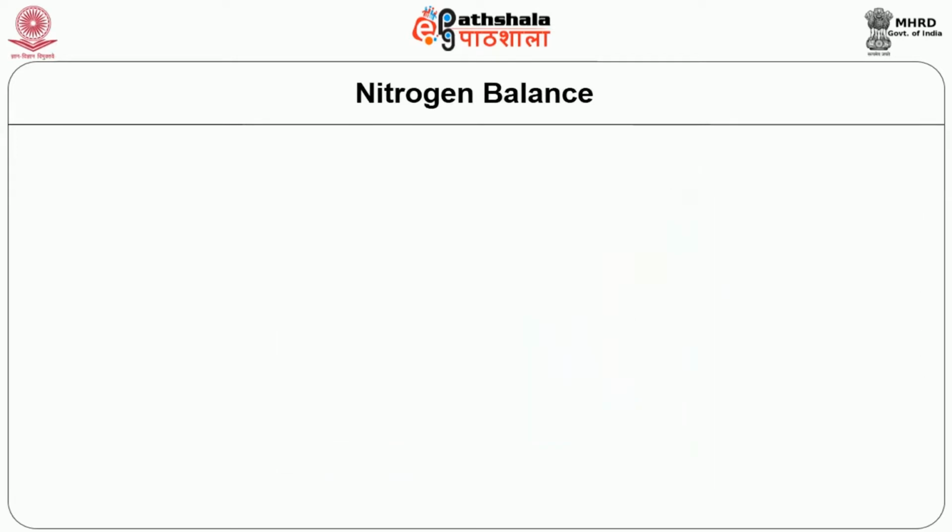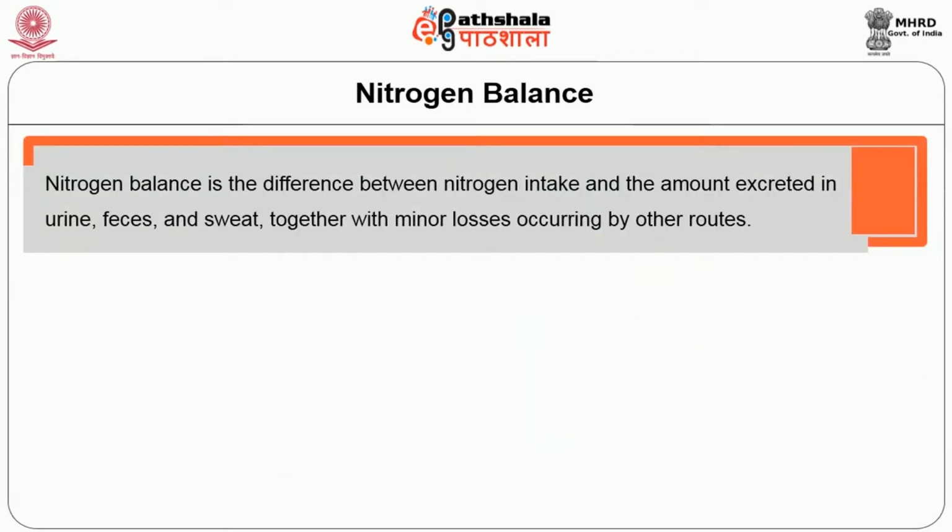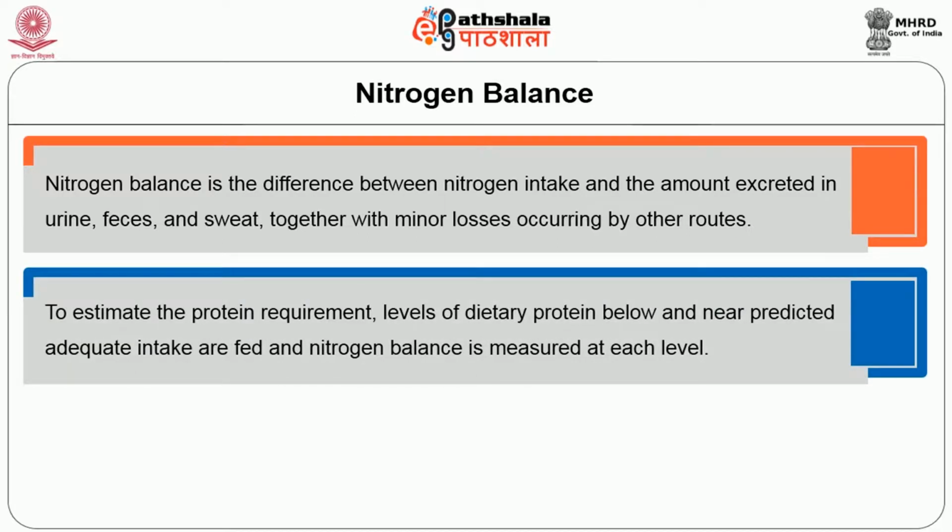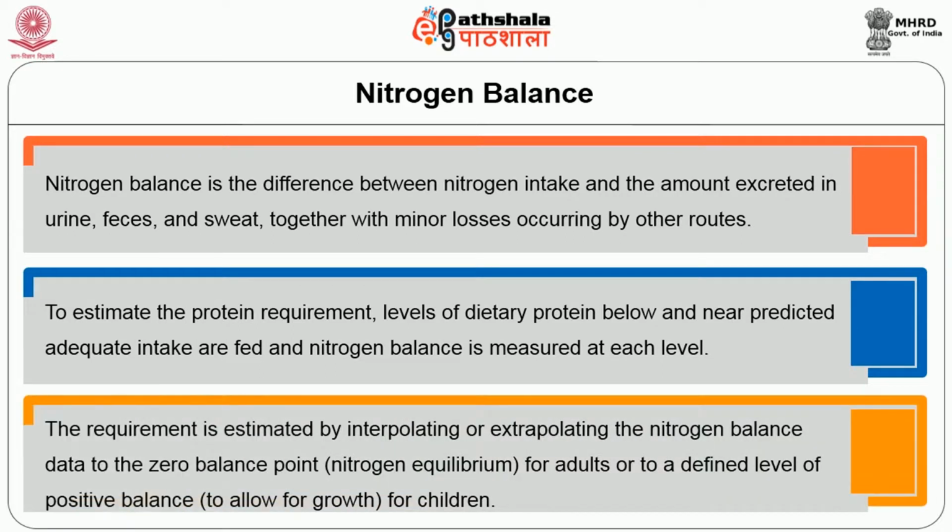Now let us learn about nitrogen balance. Nitrogen balance is the difference between nitrogen intake and the amount excreted in urine, feces and sweat, together with minor losses occurring by other routes. To estimate the protein requirements, levels of dietary protein below and near predicted adequate intake are fed and nitrogen balance is measured at each level. The requirement is estimated by interpolating or extrapolating the nitrogen balance data to the zero balance point for adults or to a defined level of positive balance for children.